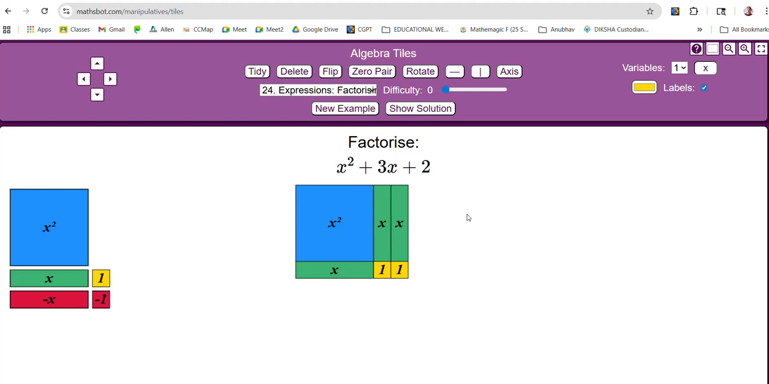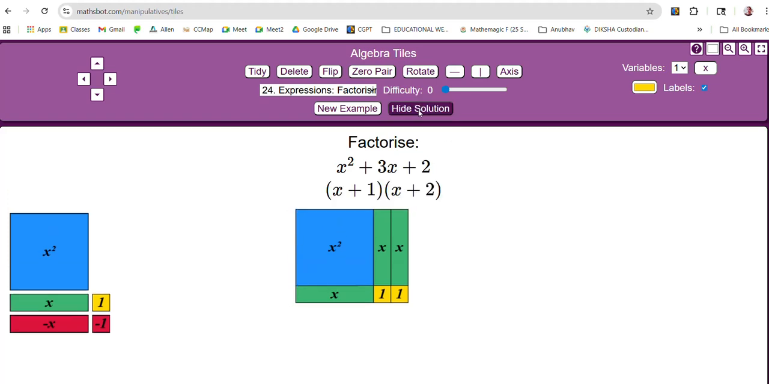So now if you see here, the length is, this is x, this is 1, this is 1. So it is x plus 2, and this side is x plus 1. Okay. So the factors are x plus 1 and x plus 2. Okay. So this is one of the examples.